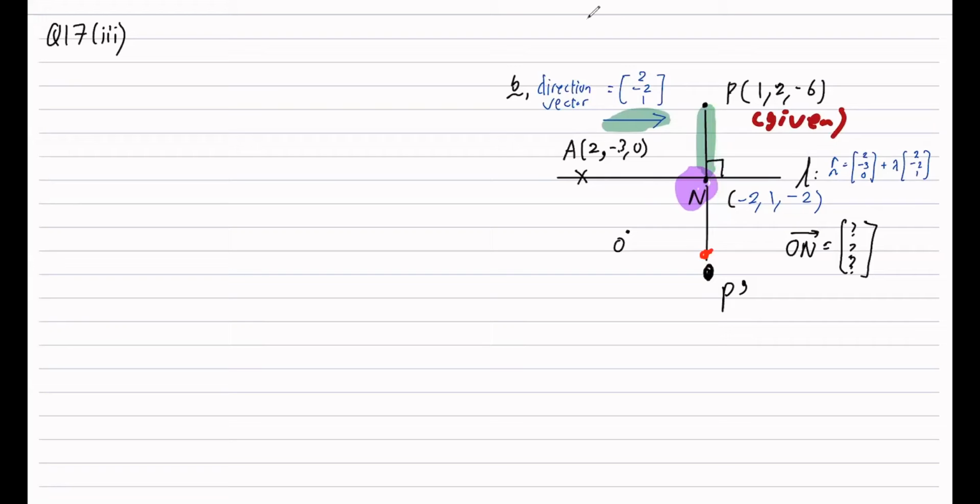Let me just clear the diagram. Okay, I need to figure out how to get you to draw later. So here is P prime. We want to find out the coordinates of P prime. What are we supposed to do? I use the ratio theorem.